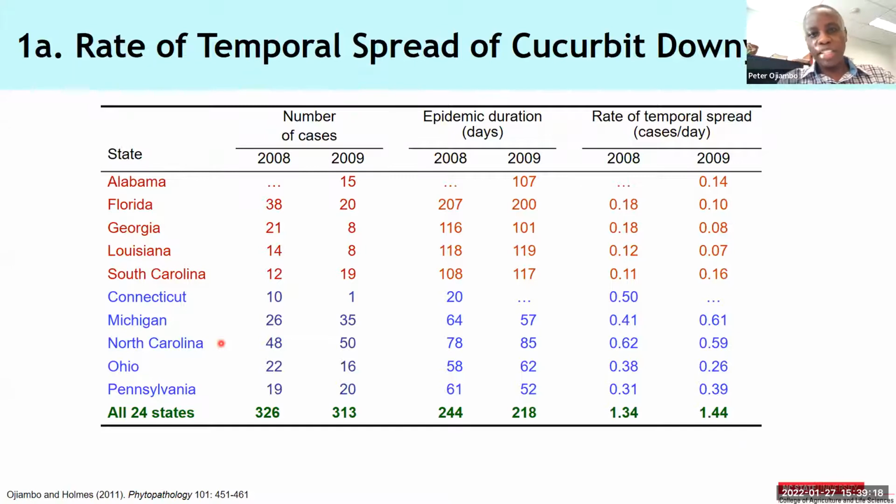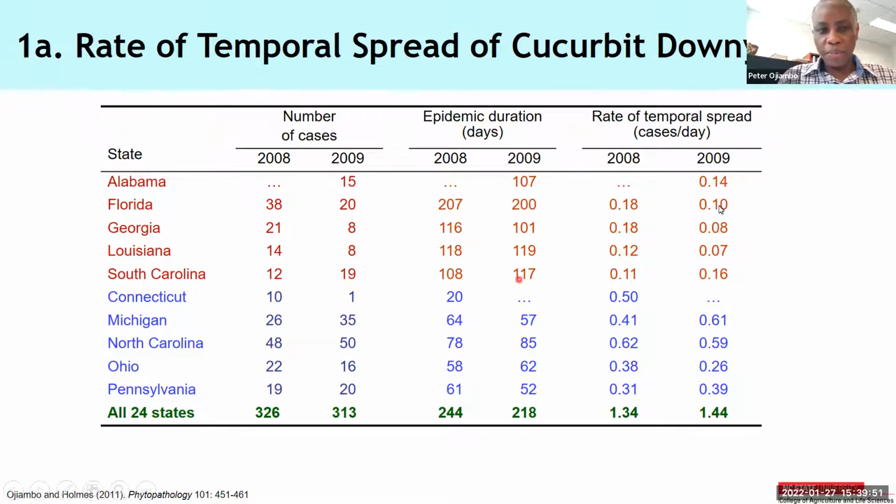So if you look at the temporal aspects, this table basically summarizes some of the observations of the disease, collected in 2008 and 2009. The states in red are the ones in the southern part of the country, and the ones in blue are classified in the northern part of the country. So we have the number of cases, and we have the epidemic duration. And then the last two columns give you the idea of the rate of spread in terms of the new cases per day.